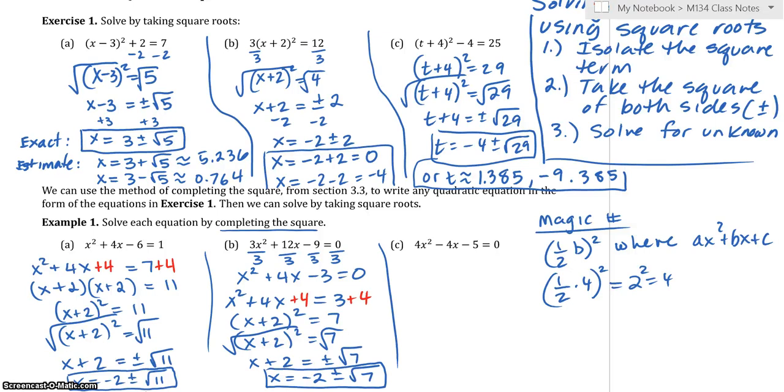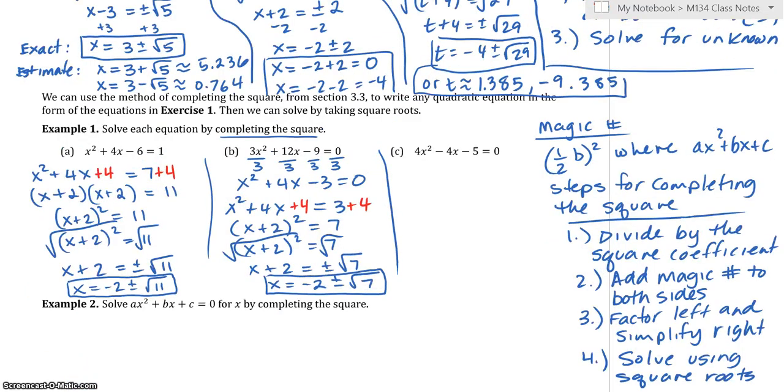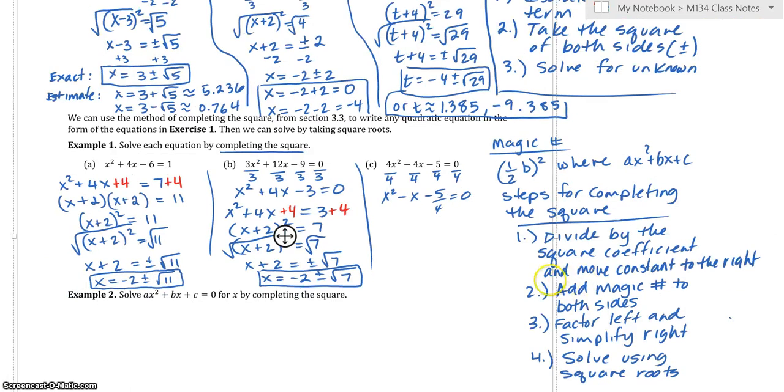So let's go ahead and write down those rules. What we did here is we first need to get rid of this 4. We need to divide by the square coefficient. So let's go ahead and do that. And I should have said one more thing. I should have added, and I added it right here, move the constant to the right. So take this -5 and move it to the right.